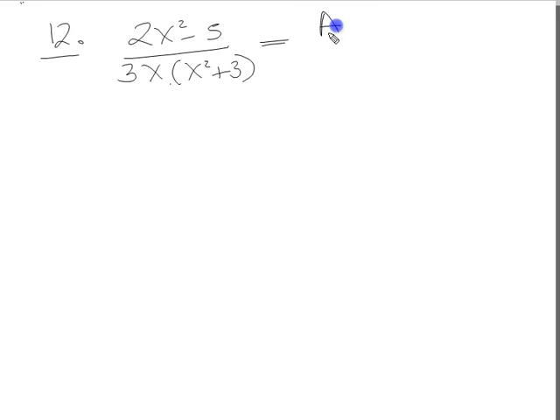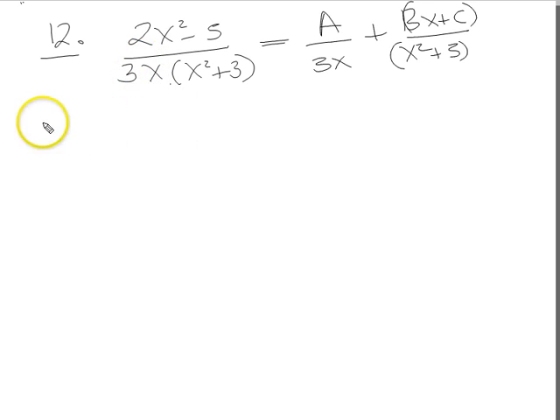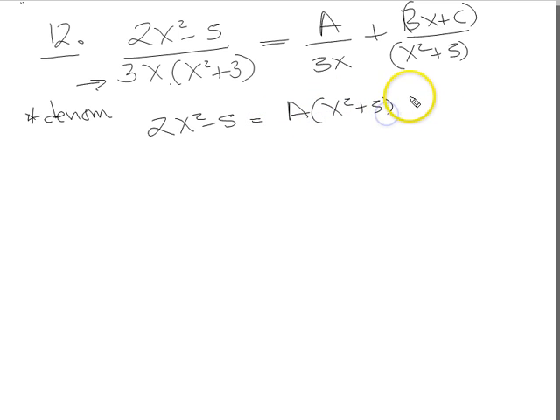Okay, so we just write A over the linear factor plus Bx plus C over the quadratic factor. There we go. So we've got to be careful because there's more than one term, so put a bracket around that right at the outset. Now let's multiply by the denominator on both sides. The denominator in question, I mean, is this one. So on the left we'll get 2x squared minus 5, and on the right we'll have A times the x squared plus 3. In effect it's like cross multiplying really, in appearance, and then times the 3x, yeah?